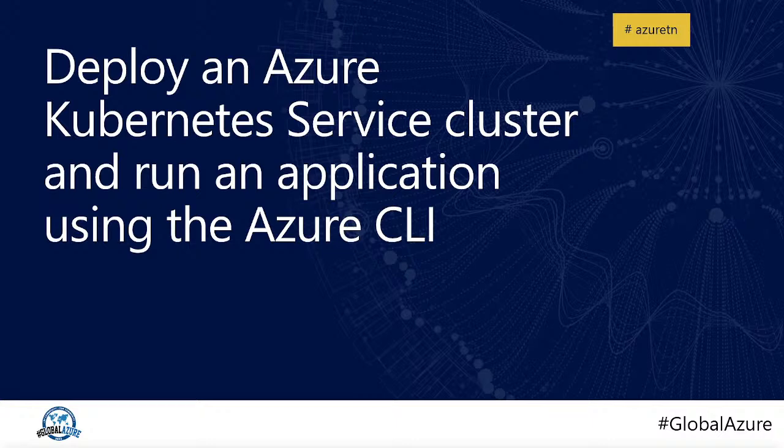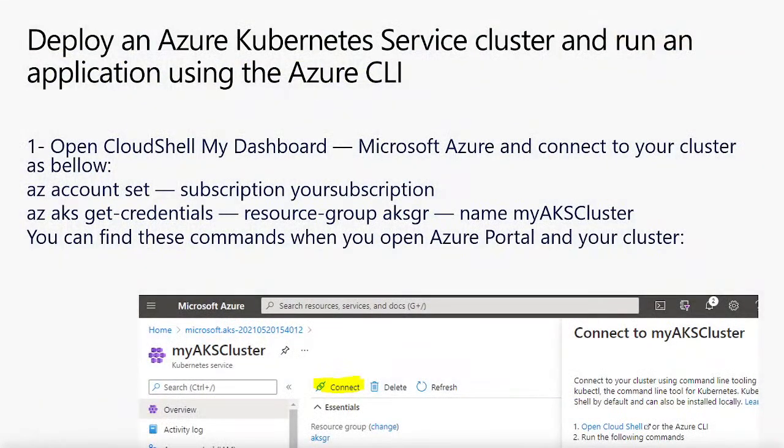So we start by deploying our cluster here. The first step is to open Cloud Shell to be able to connect to our dashboard. After, we will use this information, as the account set, our subscription. We need to identify that. As for aks get-credentials, we need to specify the resource group and the name of your cluster, so we can find these commands when you open your Azure Portal and your cluster, here, connect. We will see that after in detail. So we will just explain how we do that.